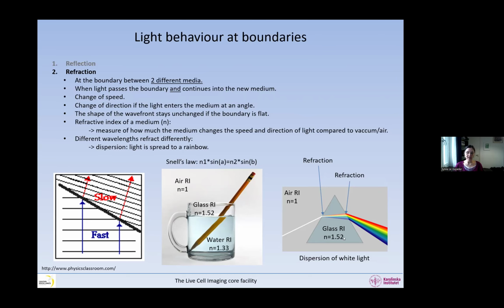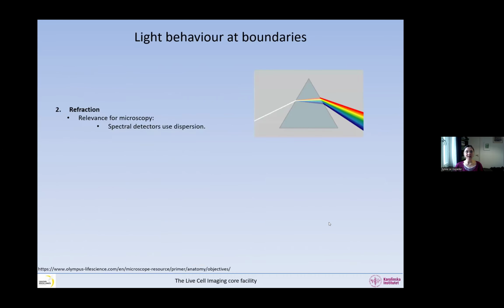Okay, so this is very useful in microscopy. Why is it relevant for us? We can use it in spectral detectors. Many spectral detectors use dispersion to split white light into its color components. There are different ways to disperse light. Some microscopes use a grid and others use a prism, but it's the same principle.